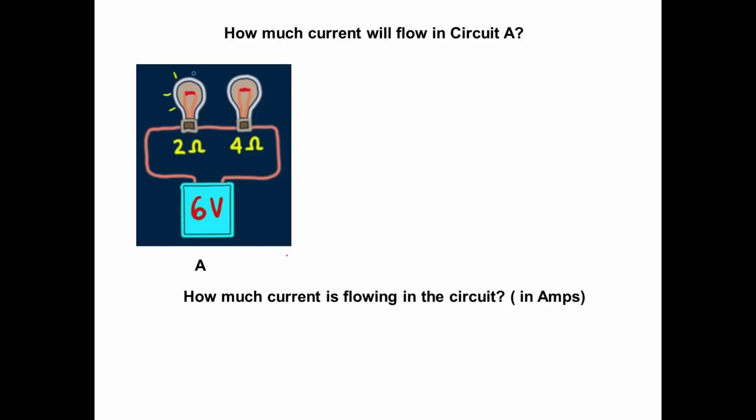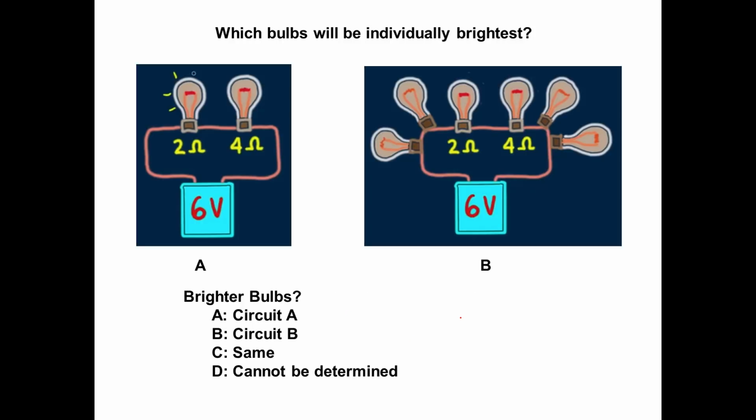How much current will flow in circuit A? Let's take a look. We know that current is equal to voltage over resistance, 6 volts over 6 ohms. We know that it is 1 amp. Take a look at the next question. Which bulbs will be individually brightest? The ones in circuit A or the ones in circuit B? Give you a few moments for this.